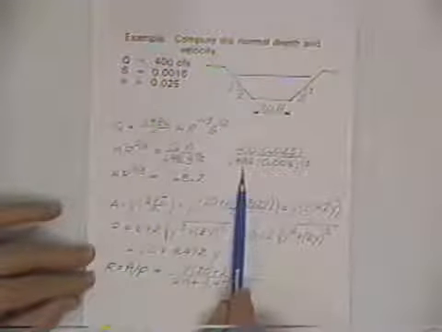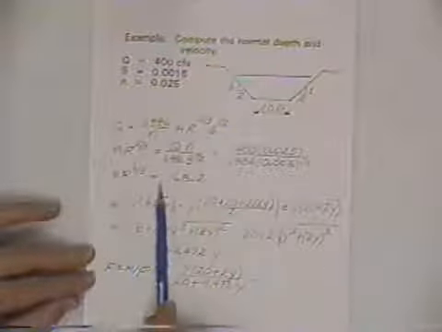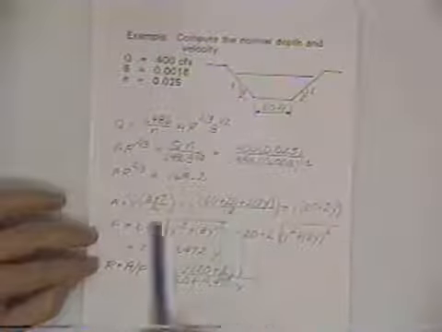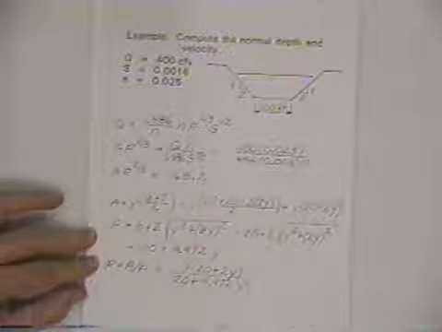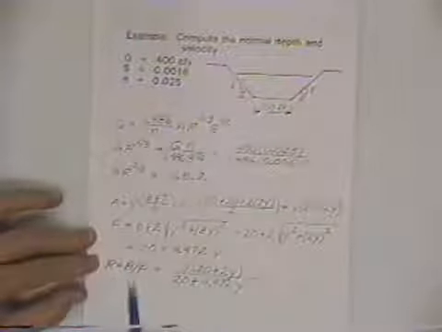Plug in the flow rate, plug in the roughness coefficient n, plug in the constant 1.486, the slope, and we get AR^(2/3) is 168.2, and now we've got to express A as a function of depth, which we can do just from the geometry of a trapezoid, doing the same thing that we just went through on the previous example. We expressed area as a function of depth. We expressed the wetted perimeter as a function of depth. Hydraulic radius is area divided by the wetted perimeter, all expressed as a function of the depth.